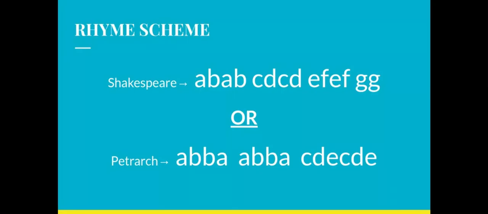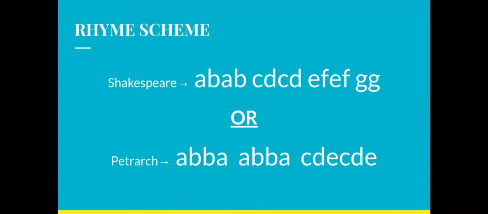So all the lines that are assigned A all have to rhyme with each other. The ones with B all have to rhyme with each other. And there are 2 different rhyme schemes that can be used for sonnets. The bottom one here that says Petrarch, that's a different poet, and his sonnets always had this rhyme scheme right here. But we're studying Shakespeare, and the Shakespearean rhyme schemes are always the same.